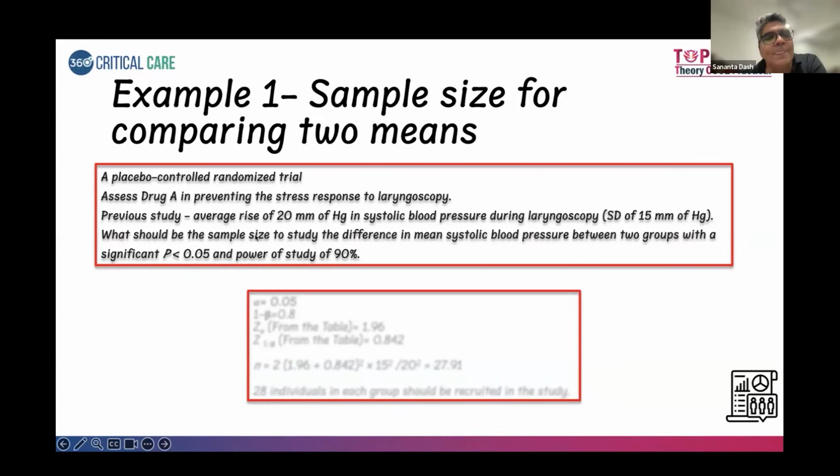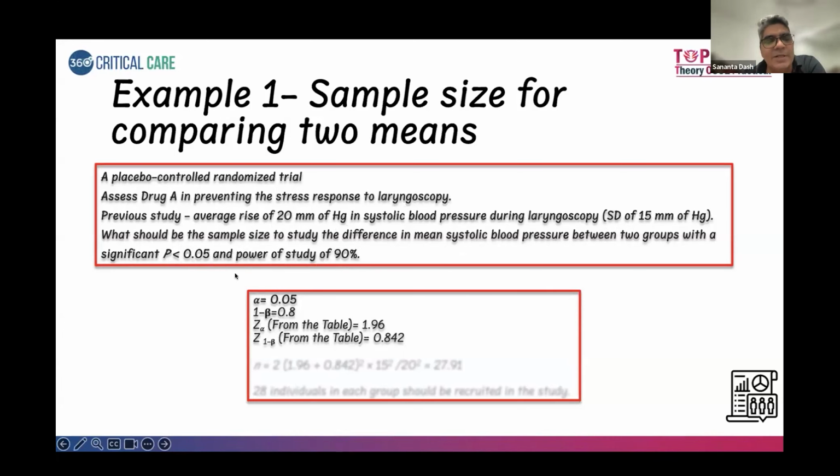So we want a significance of less than 0.05, power of 90%, and effect size of 20 millimeter of mercury with a standard deviation of 15. So these are the factors you know prior to starting the study, and you're going to calculate the sample size. So in this case, alpha is 0.05, 1 minus beta is 1 minus 0.2 is 0.8.